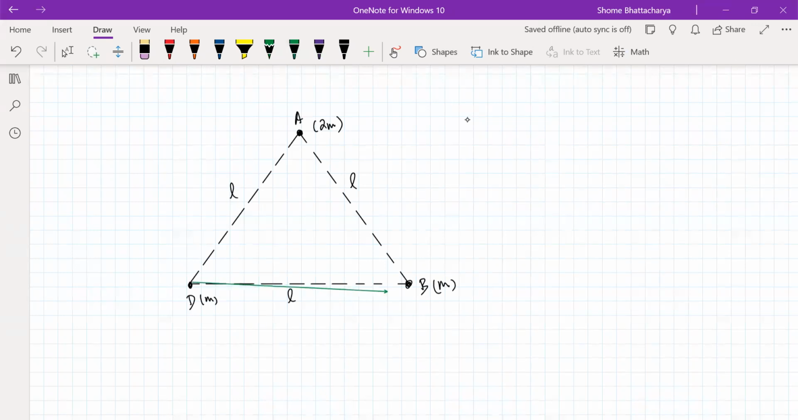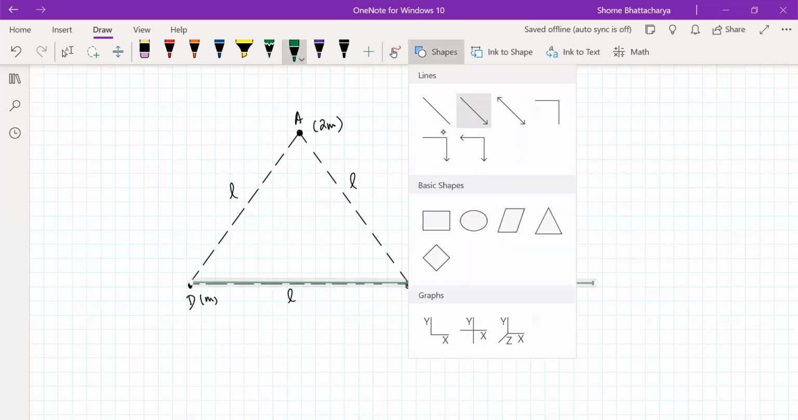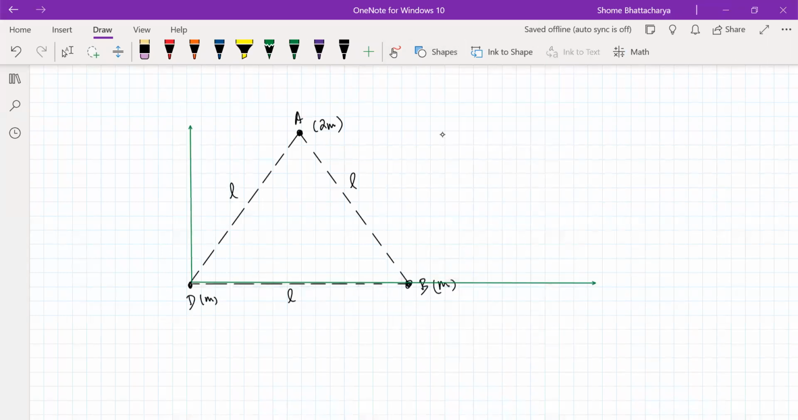Let's say there are three particles, lying in a two-dimensional plane. By convenience, we will define our coordinate frame such that they are in the xy plane, and conveniently, this particle D coincides with the origin of my coordinate frame. So if I take my coordinate frame like this, this is my xy plane, then D is the origin. So the location of the point B is L comma 0.